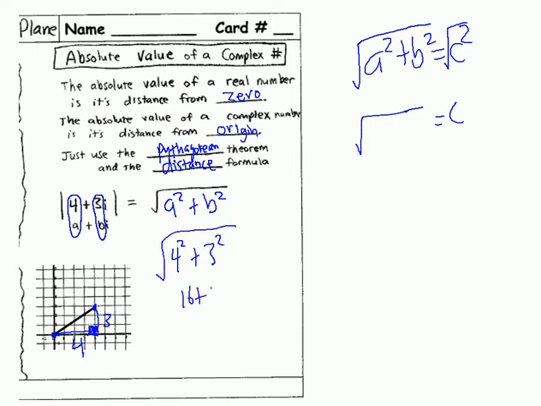So 4 squared is 16, 3 squared is 9. We're going to square root it. We've got to add 16 and 9 first, so it's the square root of 25. And of course the square root of 25 is, whoops, not 25. It is 5. Okay, so that one is 5. All right, let's take a look at just a couple more.